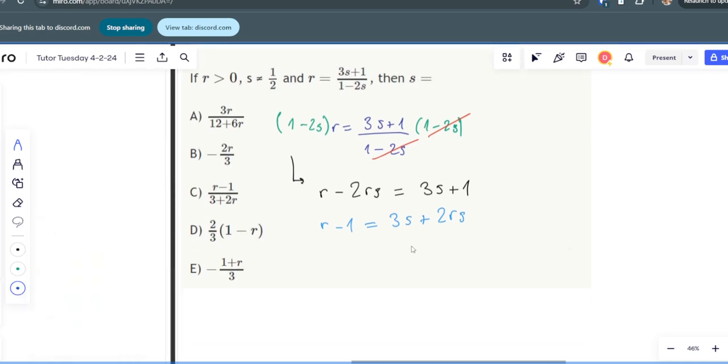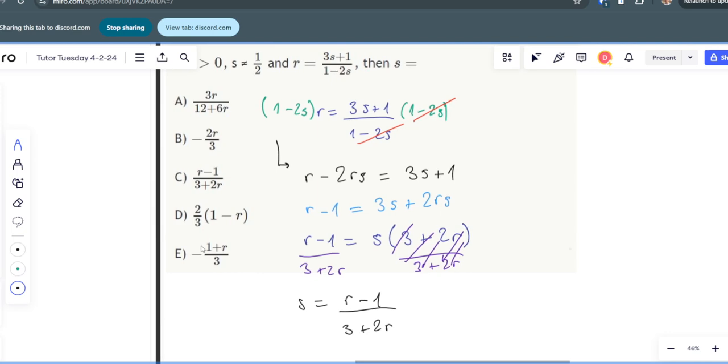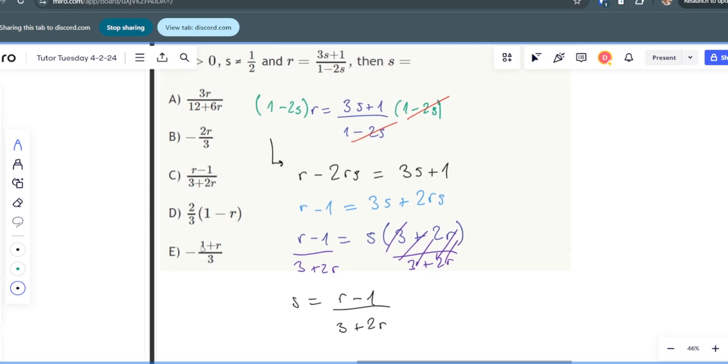And then from here, I have s in 2 places, I want s in 1 place. So I would just factor out s from the right hand side. You get 3 plus 2r. So finally, when you divide everything by this 3 plus 2r, that's what's left when we had factored out s. We're going to end up with s is equal to r minus 1 over 3 plus 2r. Nice. That's going to be answer choice C.